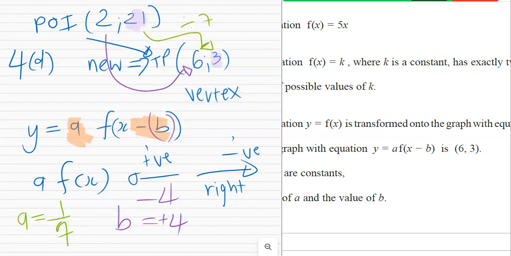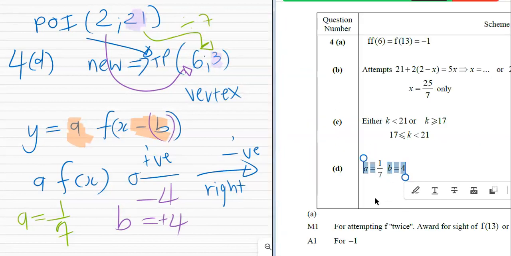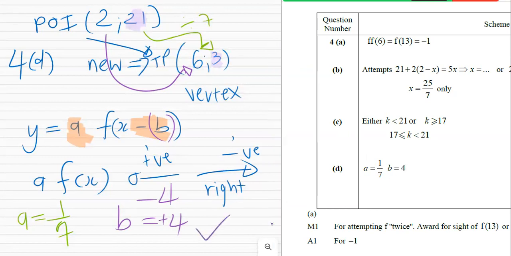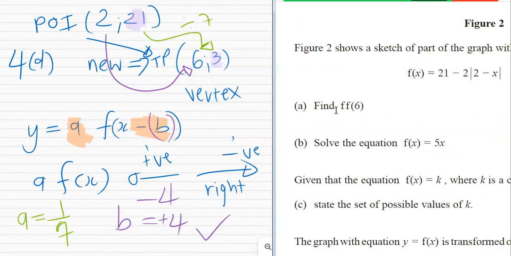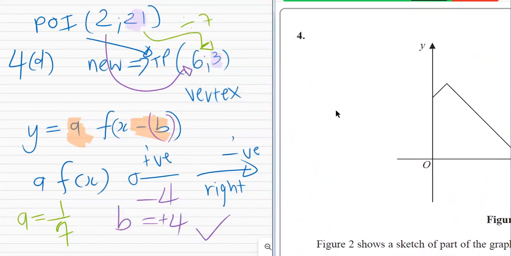I just quickly check that. So the answer mark scheme very cryptically only gives you the answers there. But that's number D. And I think we are done with question 4. Good.